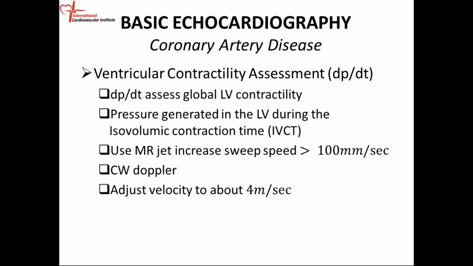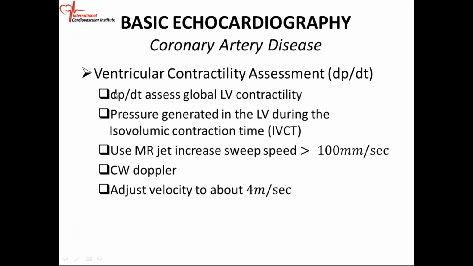That is because if you have a strong muscle, it's going to pump the blood from the LV to the left atrium in a short period of time. So if you have mitral regurgitation and the muscle is strong, in a short period of time it's going to pump the blood from the left ventricle into the left atrium. If the muscle is weak, however, it's going to take a much longer time. So that in a nutshell is dP/dt, change in pressure with respect to time.